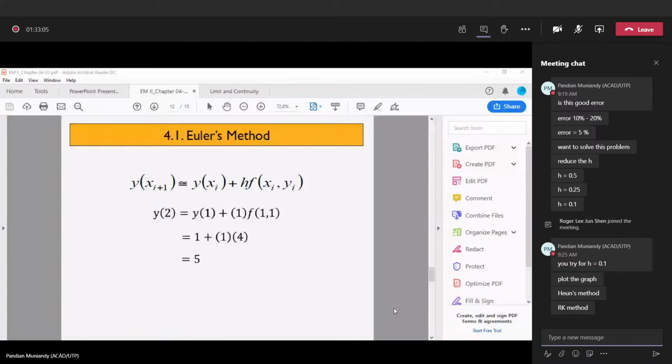T minus P, take the modulus, divide by T, multiply by 100%. So this is a very good question, very adventurous problem, because you got 51.6% error. So you can try to solve the same problem using Heun's method, number one, and using Runge-Kutta method with the step size h 1, h 0.5, h 0.25, or h 0.1.